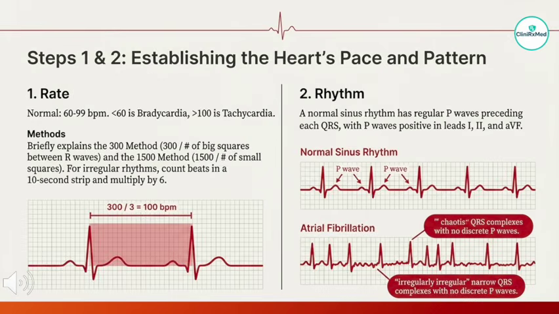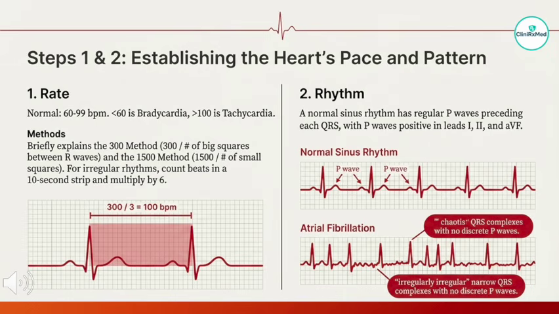The first two steps in any ECG analysis are establishing the heart's pace and pattern. Rate. A normal heart rate is between 60 and 99 beats per minute. We calculate this using the 300 method for regular rhythms by dividing 300 by the number of big squares between R waves. Rhythm. We define a normal sinus rhythm by the presence of regular P waves preceding every QRS complex.